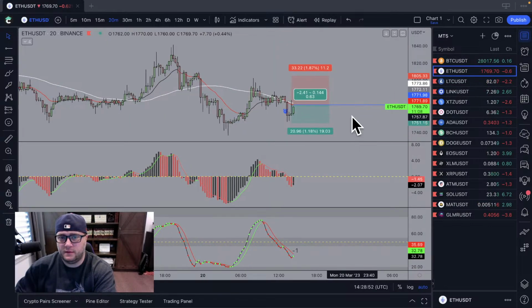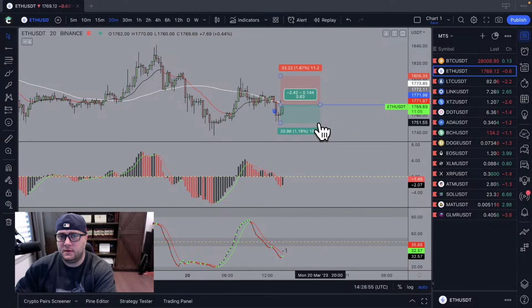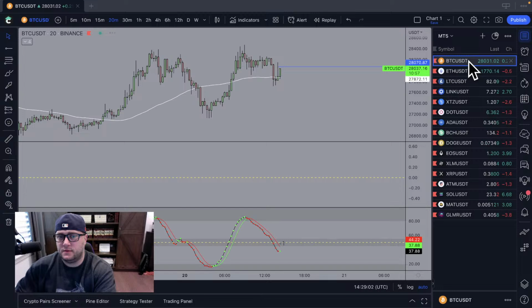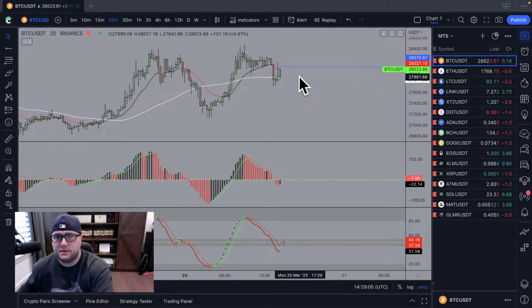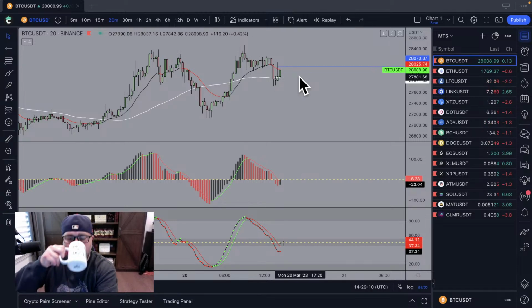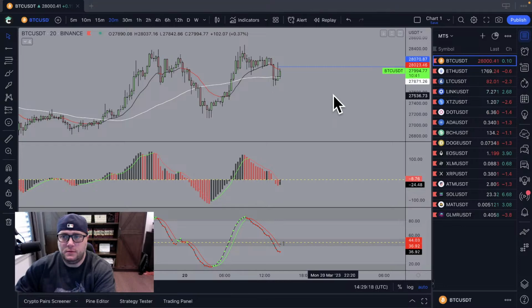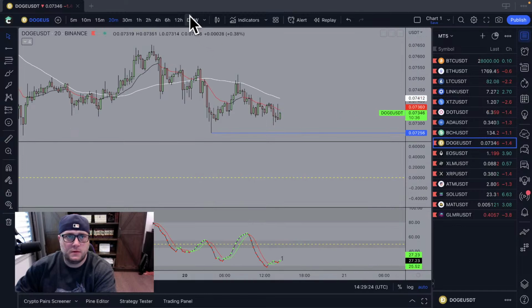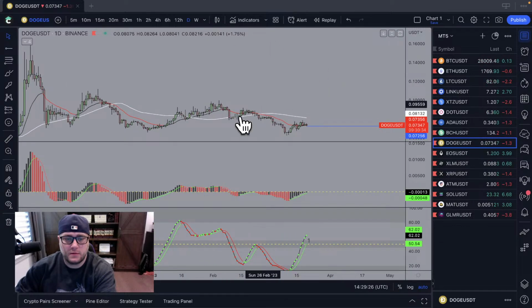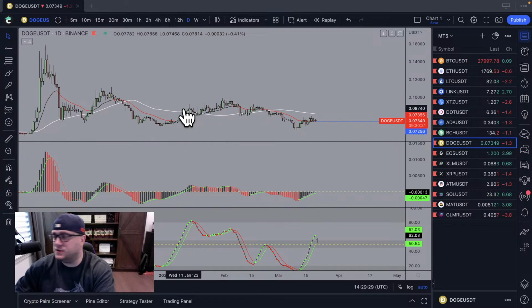Oh man. Hopefully we don't get stopped out. Looks like we're going to though. See, Doge is a piece of junk coin in my opinion.